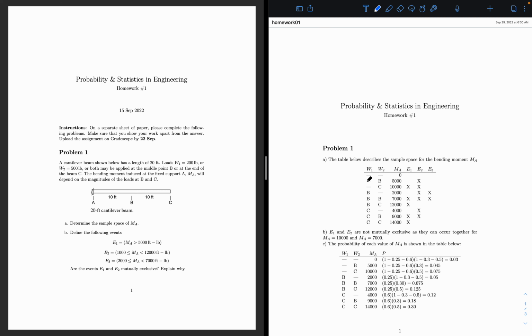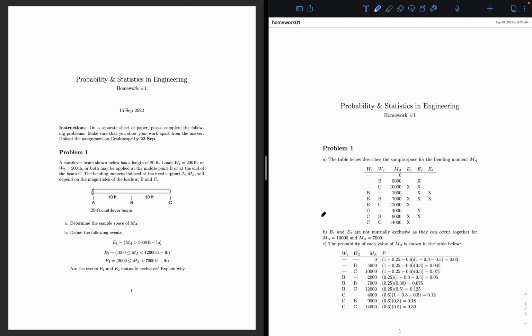So what we can do is create a table where the first outcome is if the loads are not applied anywhere. You can see the bending moment is 0. And then we create all the different combinations, and we end up with some values for MA. And that's really the sample space. So it's a discrete sample space.